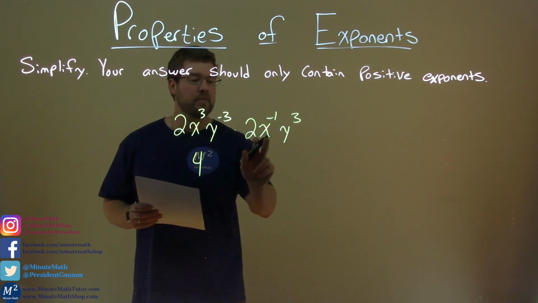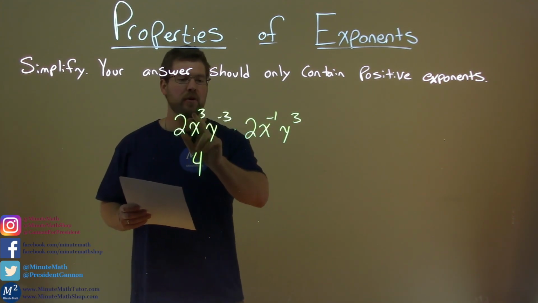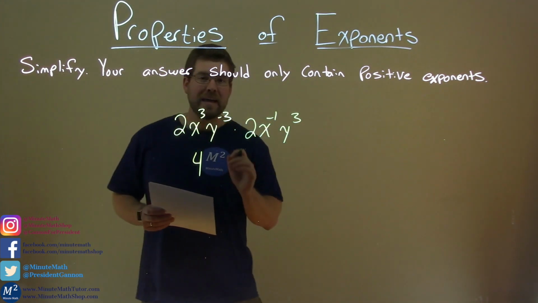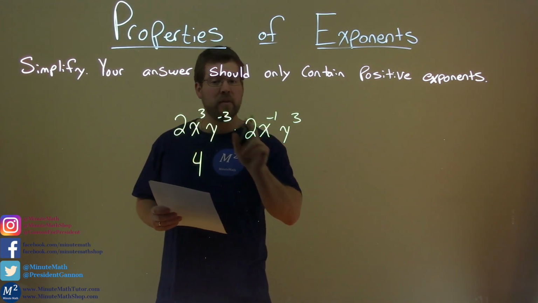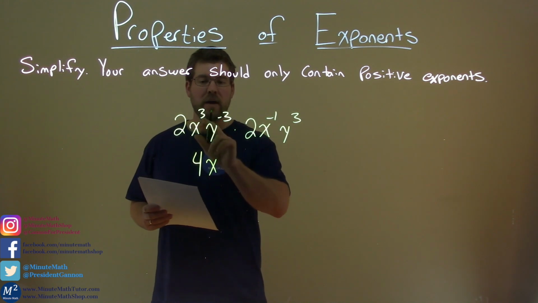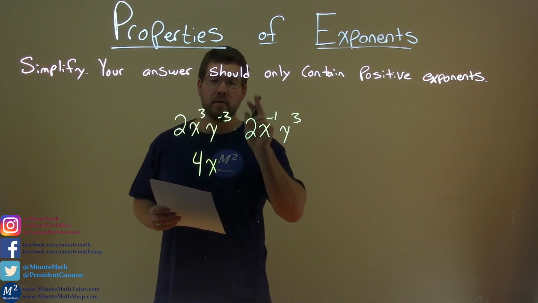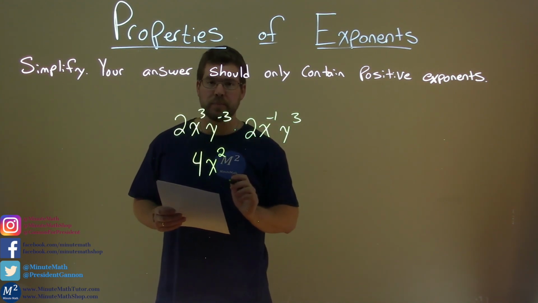Let's deal with the x's first. X to the third power times x to the negative 1. Again, same base, add the exponents here. So we have x to the 3 plus a negative 1, which is a positive 2.